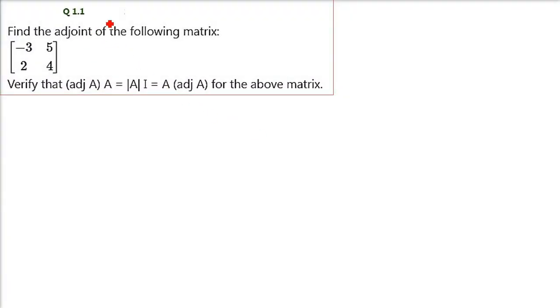This is the first question. Find the adjoint of the following matrix. And there are questions which will be coming, those are just repetitions, the same type. So please understand it very well.